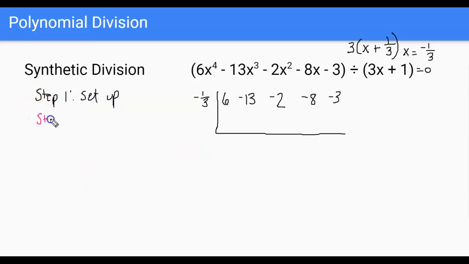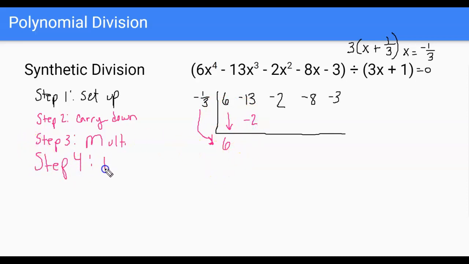And if you recall, our steps are step 2 to carry down, get it started, get that first term brought down. I'm going to carry down a 6. Step 3 is to multiply by that divisor. So I'm going to do negative 1/3 times 6. Negative 1/3 times 6 is negative 2. And then step 4 is to add that next column. So negative 13 plus negative 2 is negative 15. And now all I want to do is repeat.